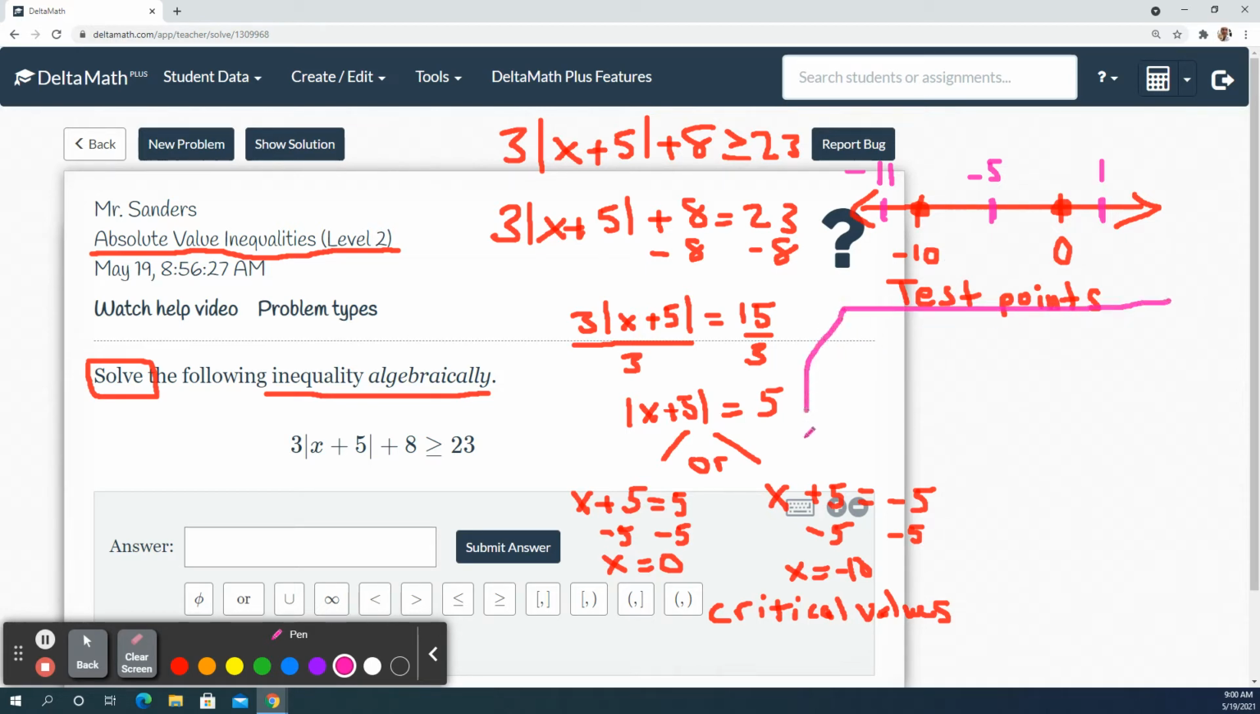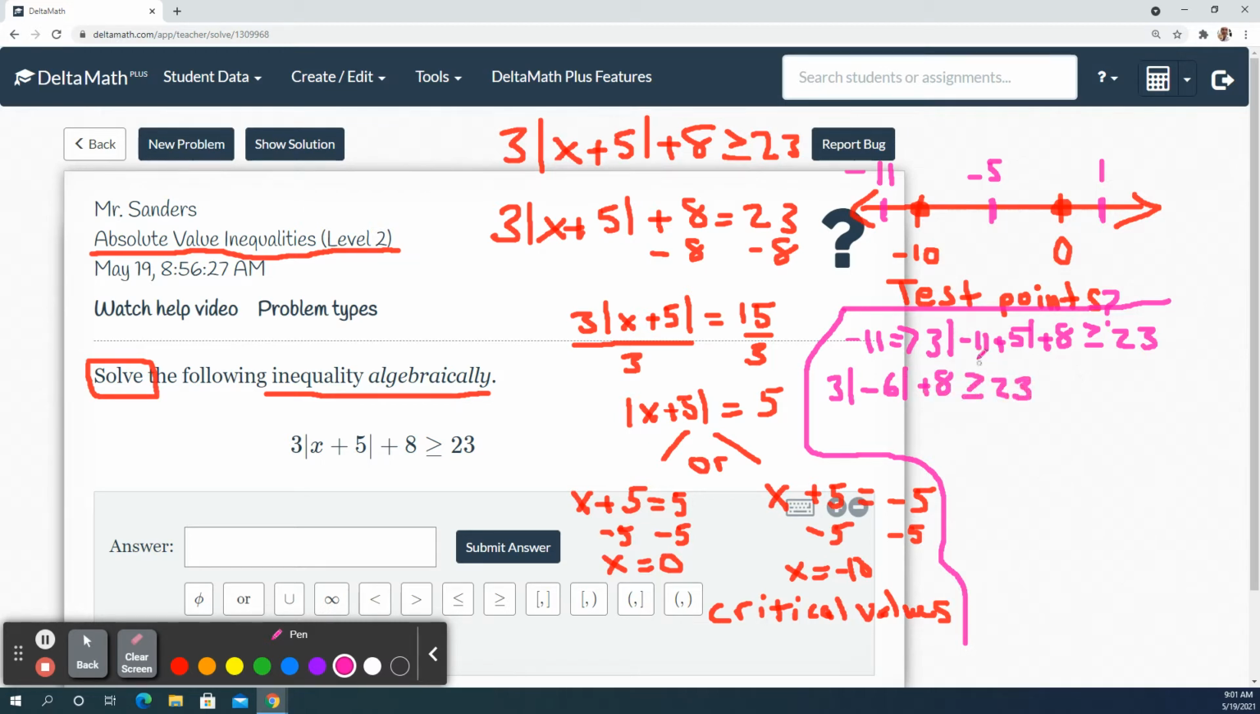So it's going to take some work here. First, negative 11. Let's go in order. That implies 3 times the absolute value of negative 11 plus 5, plus 8, is greater than or equal to 23. I always like to put a question mark next to the inequality, because we're asking ourselves, is this true or not? Order of operations: negative 11 plus 5 is negative 6, so 3 times the absolute value, plus 8, greater than or equal to 23, question mark.